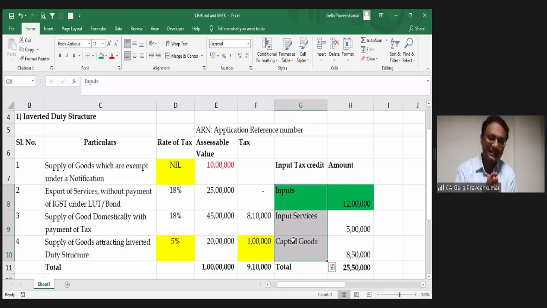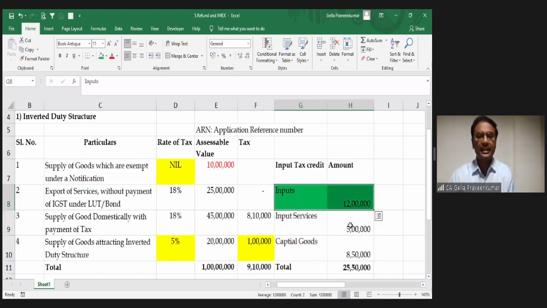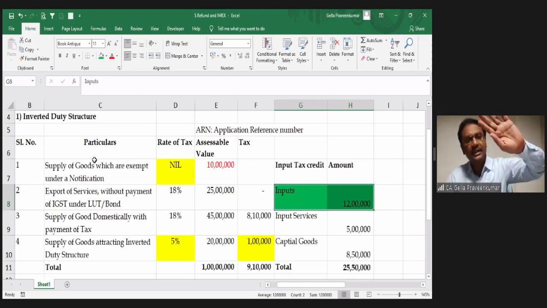Section 16 says, when you purchase, if it is used not in taxable activity, please don't take your input tax credit. Section 17 also says, only those inputs or input services which are used for your taxable activity, take your input tax credit. So the input you are seeing here does not consist of my raw material or capital goods which relate to this exempted category. This is one point we need to keep in mind.